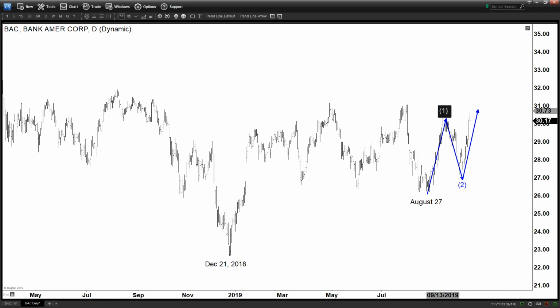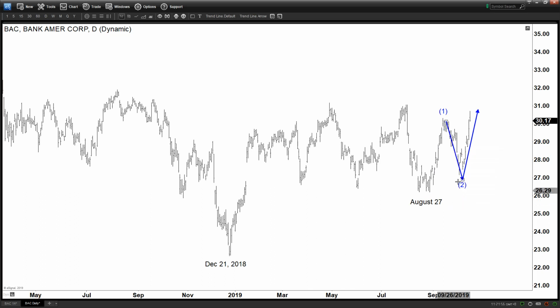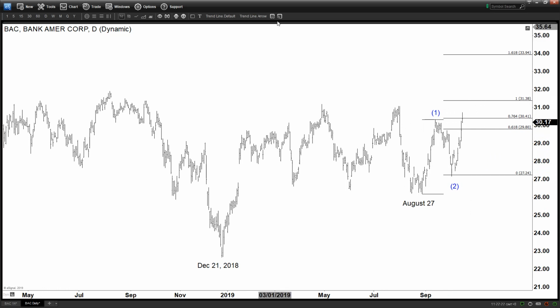It doesn't matter whether it's an ABC or 1 2 3, because we already extend higher even in an ABC, which is the more conservative view, right? Even in an ABC, typically as a guideline, the C is going to be reaching equal to the A. So you can measure it here from this low, right? The 100% is $31.40. So it has not reached the 100%. So even if it is an ABC, it still has more upside. Now on top of that, if we do reach the 100%, most likely we will also break above this peak here, April 29, right?